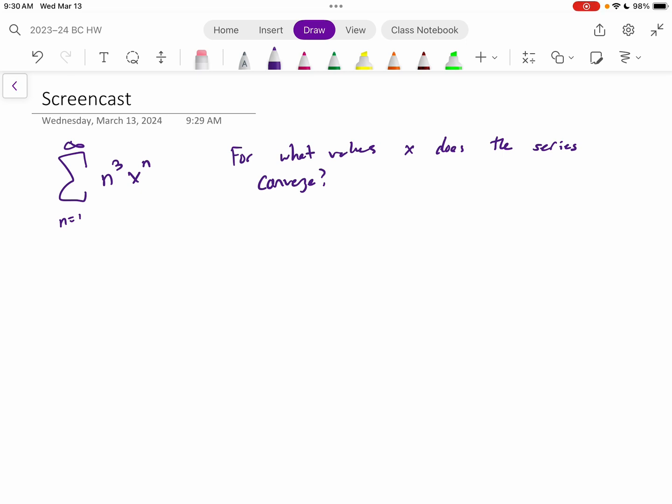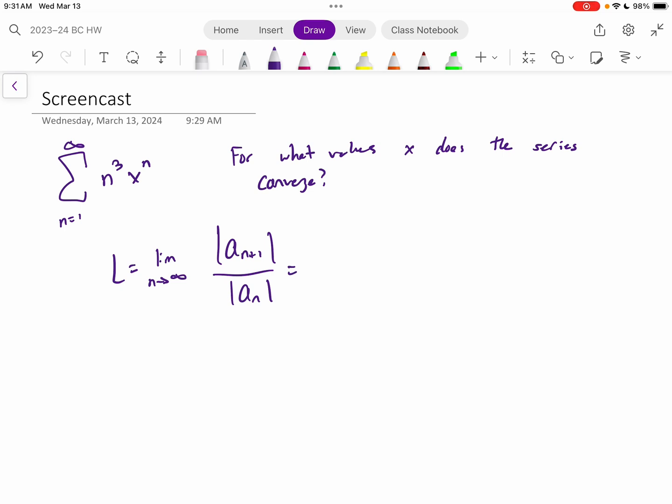Because this could be an alternating series, right? Depending on the value of x, this could be an alternating series. So we're going to look at L being the limit as n goes to infinity of the nth plus first term over the nth term, right? And we want that thing to be less than 1, right?